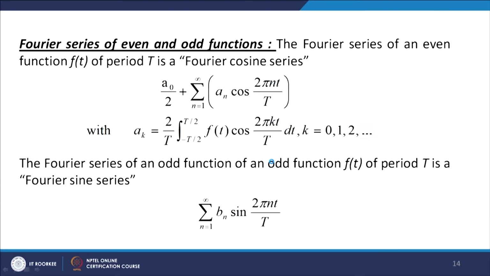Now, let us consider the Fourier series of even and odd functions, which we have already seen. The Fourier series of an even function, as we have seen, is a Fourier cosine series: a naught by 2 plus the sum from n equal to 1 to infinity of an cos(2 pi n t by T), with an given by 2 by T, integral from minus T by 2 to T by 2 of f(t) cos(2 pi n t by T) dt, for n taking values 0, 1, 2 and so on. The Fourier series of an odd function f(t) of period T is a Fourier sine series, the sum from n equal to 1 to infinity of bn sin(2 pi n t by T), as we have seen earlier.